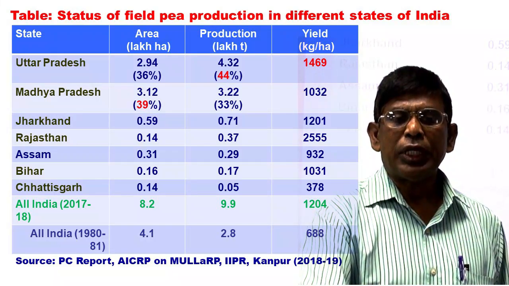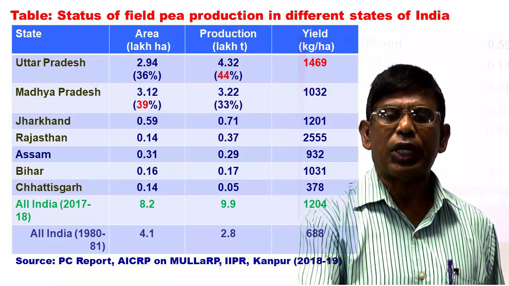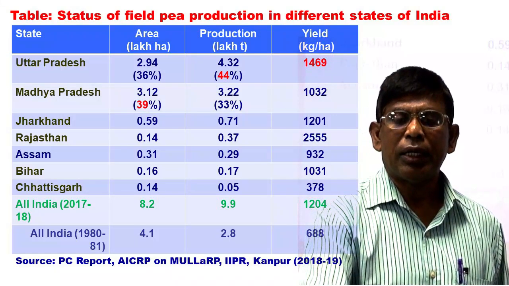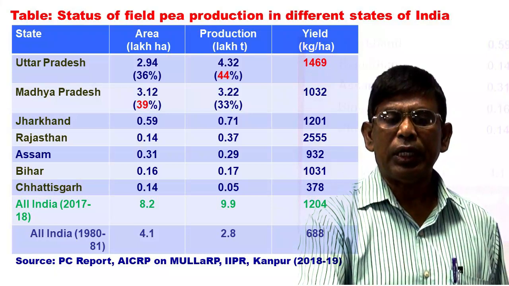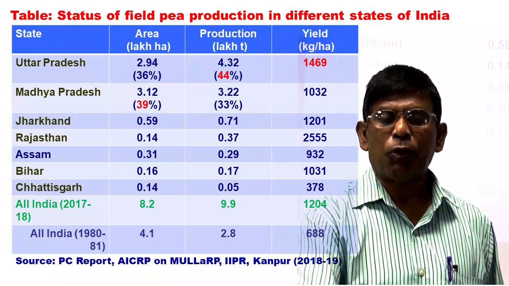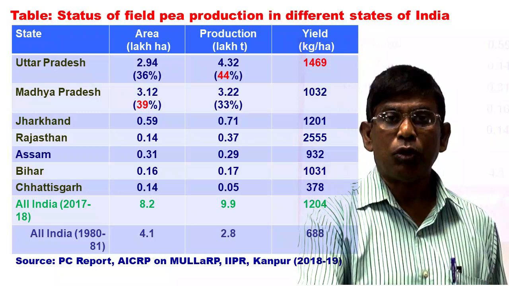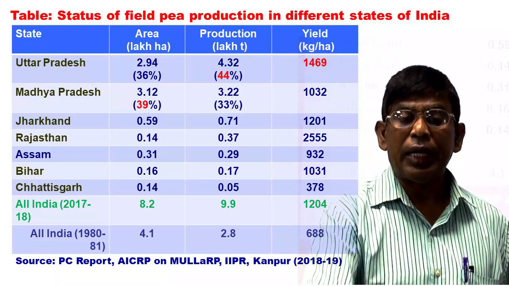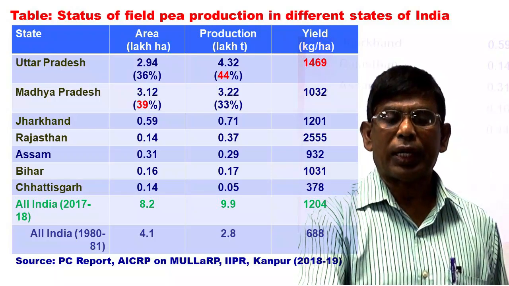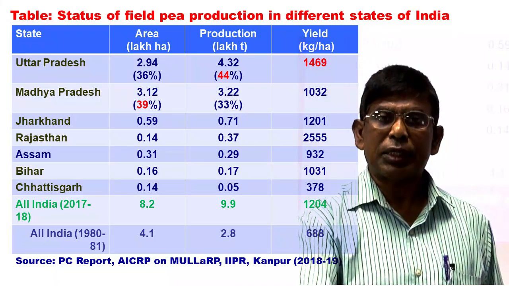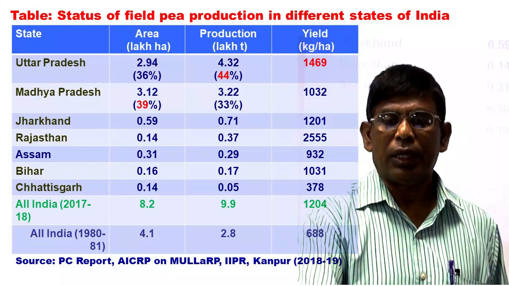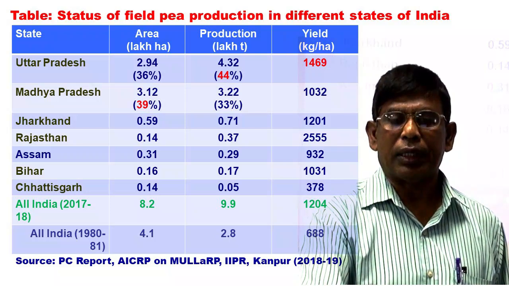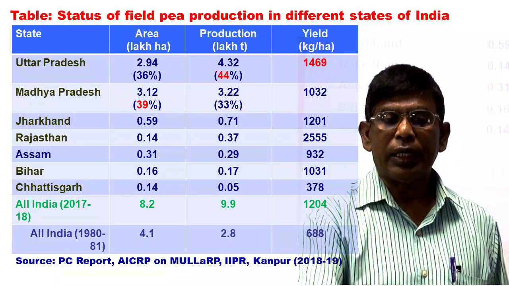Here you see in the table the status of field pea production in different states of India. Uttar Pradesh ranked first with regards to field pea production. It produces 4.32 lakh ton, around 44% of Indian production, with an area of 2.94 lakh hectare, which is 36% of Indian acreage, and a yield of 1469 kg per hectare. It is the highest yield in India.